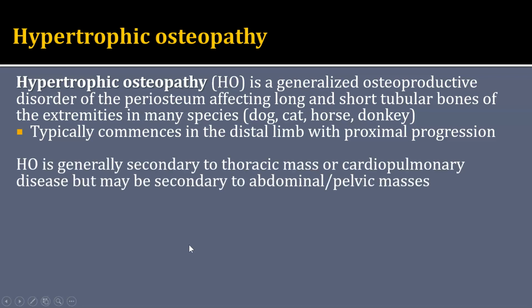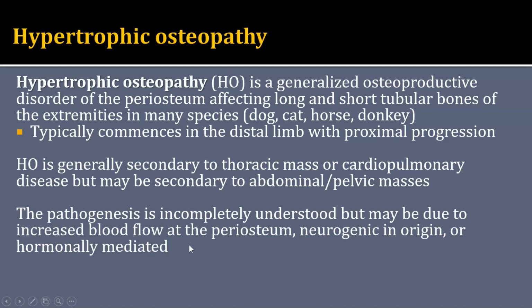Hypertrophic osteopathy is generally secondary to a thoracic mass or cardiopulmonary disease. And the thoracic mass can be of the lungs, the pleura, or the chest wall. And it can be neoplastic, but doesn't have to be. It's also been seen in patients with fungal pneumonia, intrathoracic foreign bodies, and parasites such as Dirofilaria and Spirocerca. HO has also been seen secondary to abdominal or pelvic masses, particularly when they're of urinary origin.